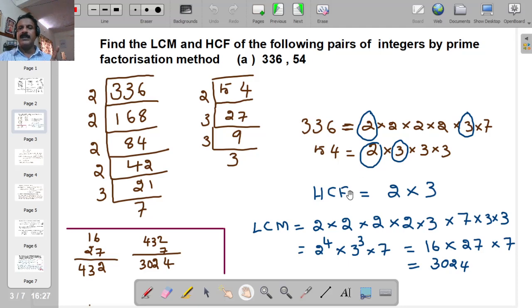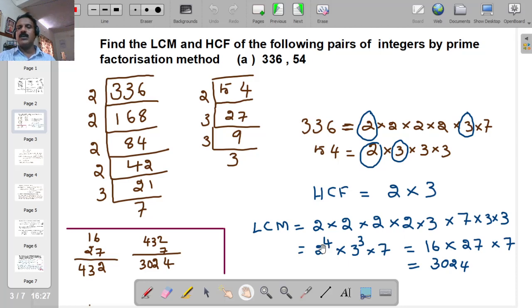So what is LCM? LCM is the product of all the prime factors of 336 times the product of non-common prime factors of 54. So LCM is 2 times 2 times 2 times 2 times 3 times 7. Up to here is the prime factors of 336. Now we have to multiply it with the non-common prime factors that occurred in 54. That is 3 times 3. So this is the LCM.